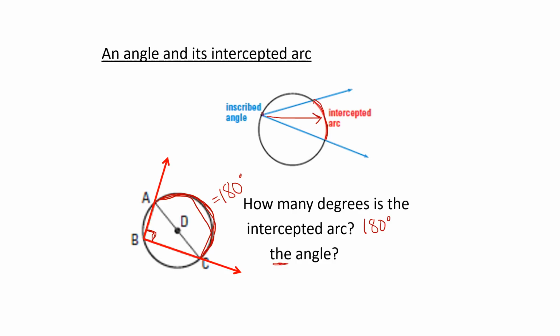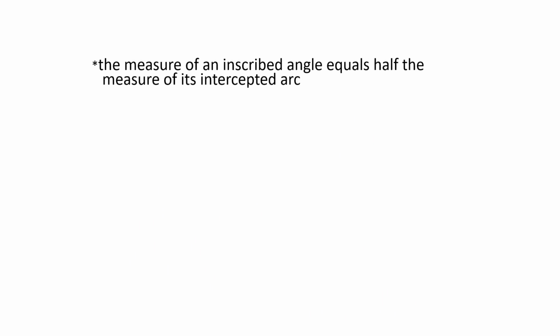So it looks like then that the angle we are dealing with here is going to equal 1/2 of the arc, because if we look at 180, we know that 90 degrees here is exactly half of that. So let's also write that down. We just discovered that the measure of an inscribed angle, so an angle whose vertex is on the circle, equals half of the measure of its intercepted arc.